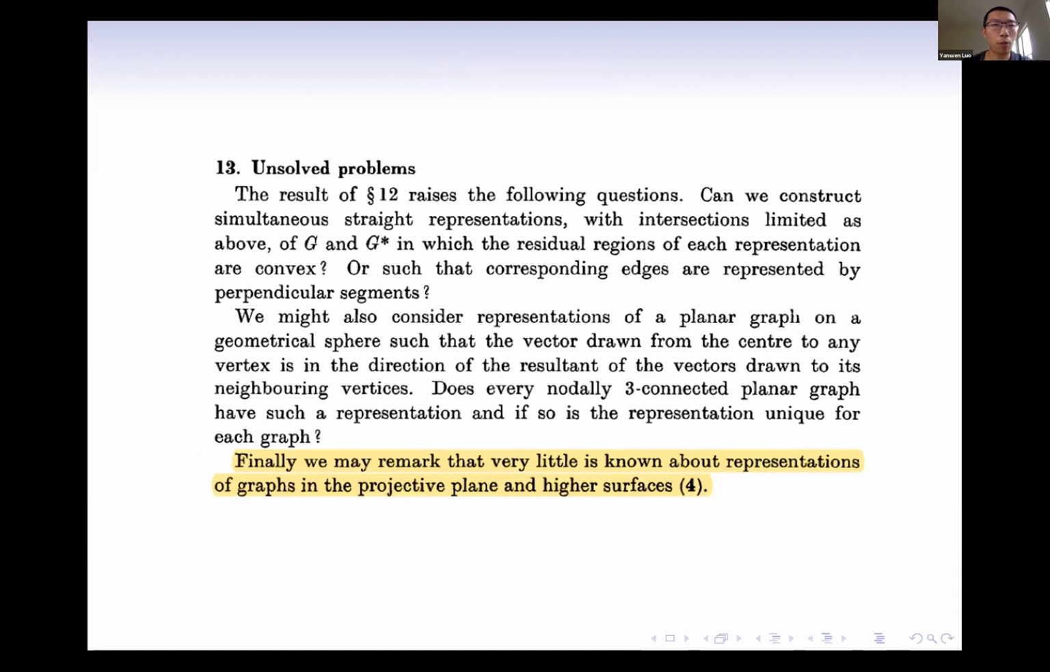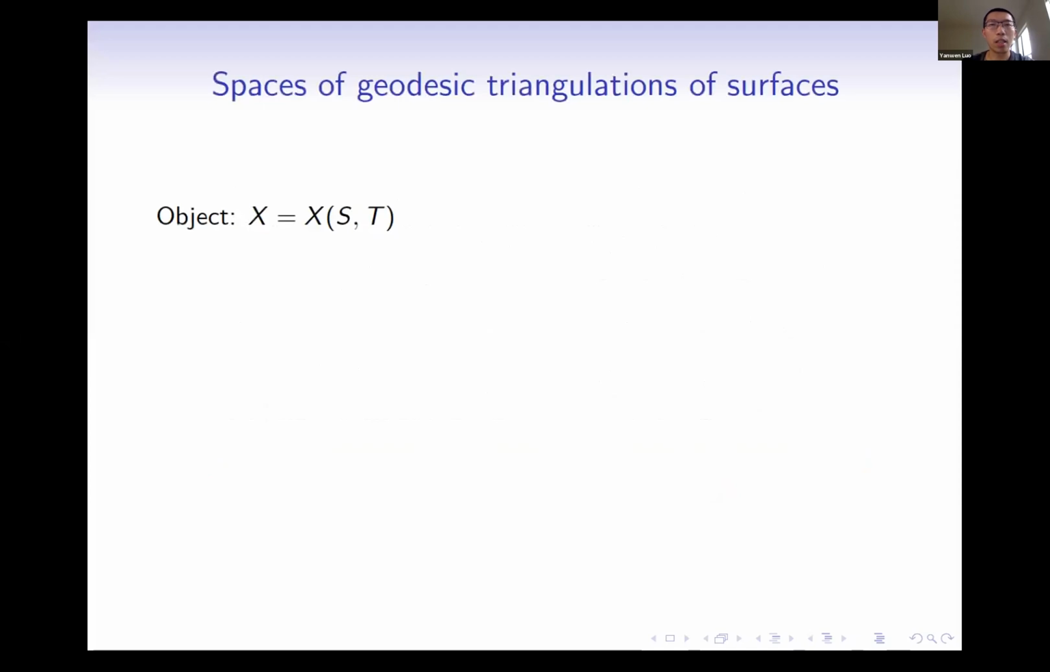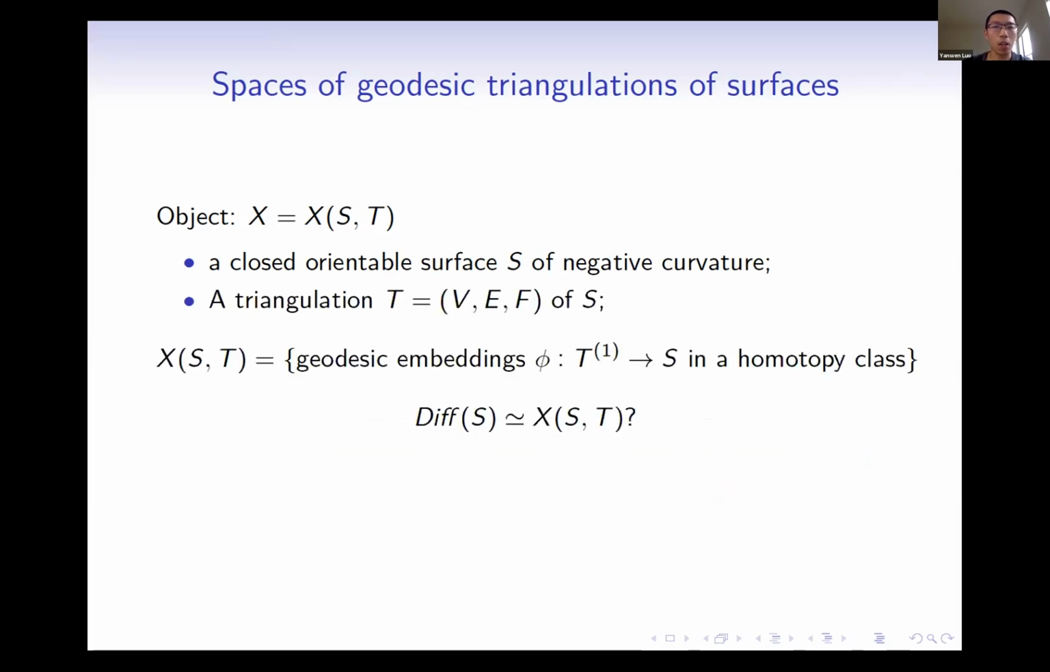Okay, so before I formulate the embedding theorem, let me define rigorously what the space of geodesic triangulation is for a surface with negative curvature. Because the topology is not trivial, we need to be a little bit careful. But actually, the idea will be exactly the same. So we just start with a closed orientable surface with negative curvature, and fix a triangulation. Here, triangulation is not only a combinatorial triangulation, but actually we fix a homotopy class of maps from this polyhedron, or carrier of this triangulation, to the surface.